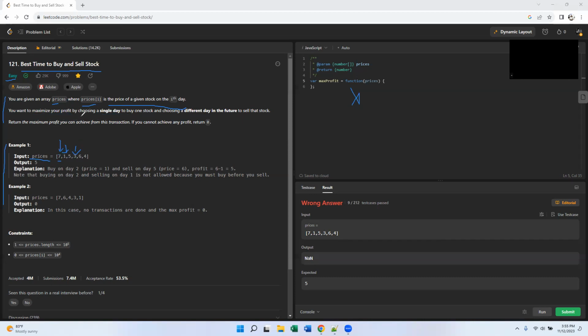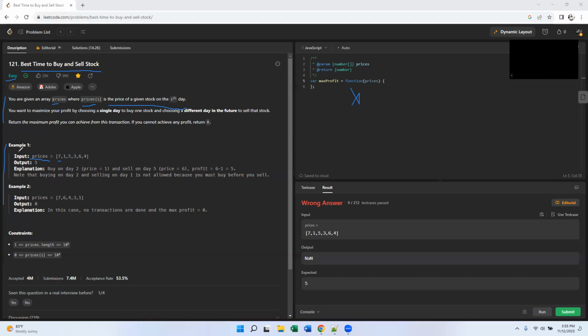So yes, these are the two things required of us. First, choose a single day to buy the stock and choose a different day in the future to sell it. And then by doing these two things, we have to maximize our profit. So we can buy the stock on a given day, sell in the future, and calculate the maximum profit we can get from this input array. At the end, we have to return the maximum profit we can achieve from this transaction. And if we cannot achieve a profit greater than 0, then we have to just return 0. So this is what our problem says.